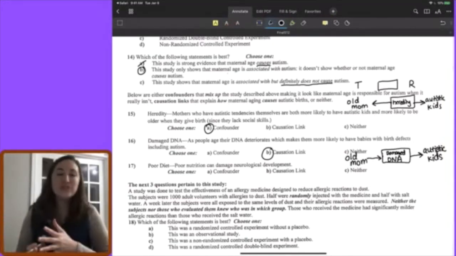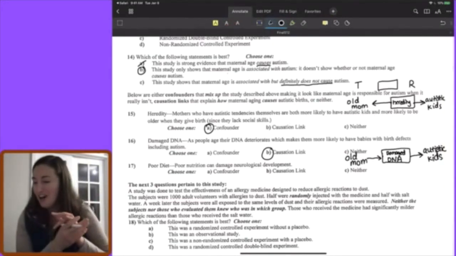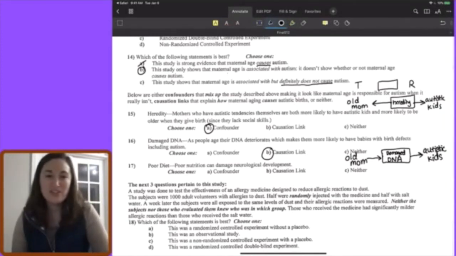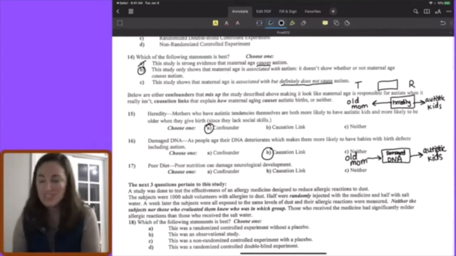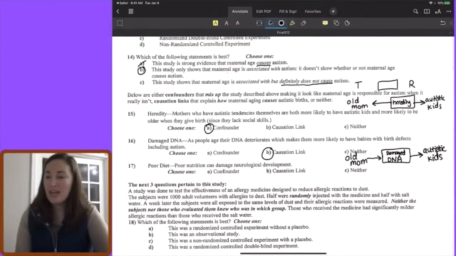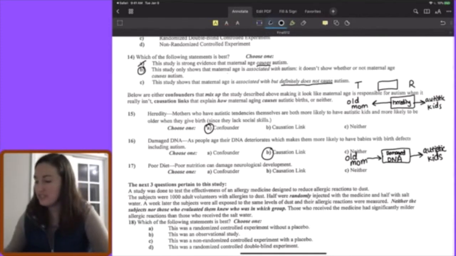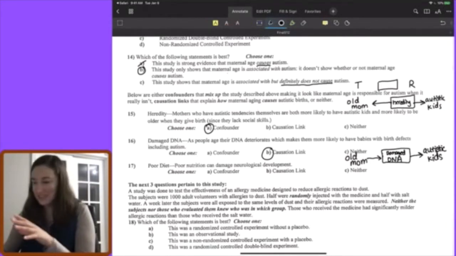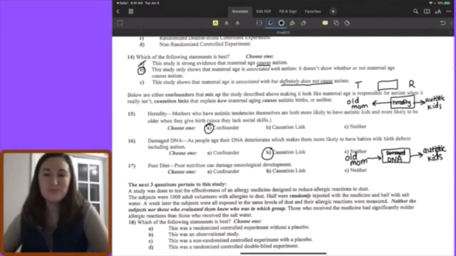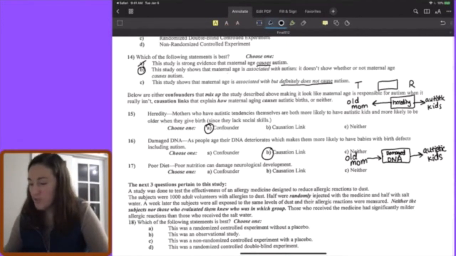Well, if you're older, your DNA is damaged because as people age, their DNA deteriorates. So that's what this one's saying. Hopefully you can see the difference between the confounder and causal link. I know that can be tricky, but think about which one happened first. You get older, then you're more likely to have damaged DNA, and then that could lead to the autistic kids. The very last one, it says poor diet, poor nutrition can damage neurological development.